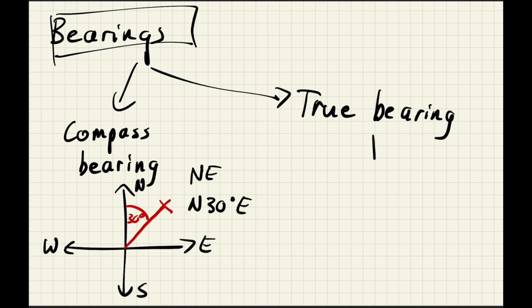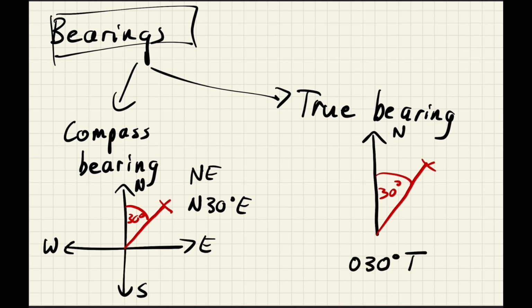True bearings are a little bit different. Rather than using north, south, east, and west, we're just referencing a point's position with respect to north. So if I were to describe the same point X using a true bearing and say this is still 30 degrees, then the way I would write this is 030 degrees true. Note that with our true bearing, we always have 3 digits. So if we have a 2-digit number like 30 or even a 1-digit number like 9, we still need to make sure there's a 0 or two in front. So there's 3 digits.